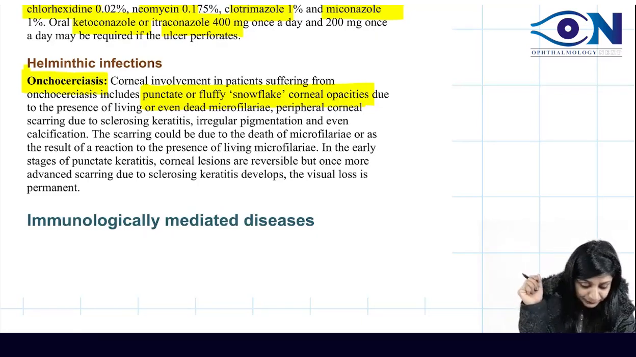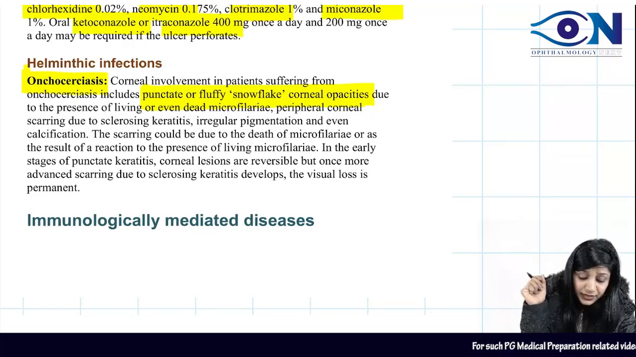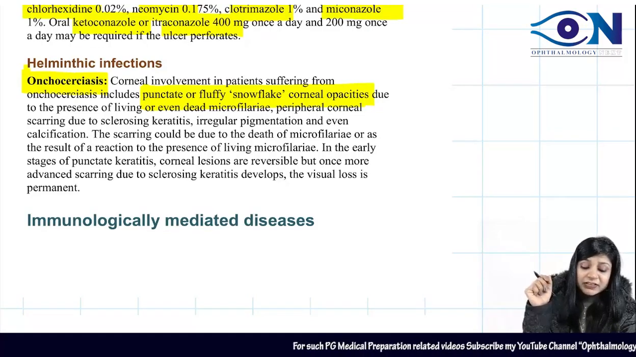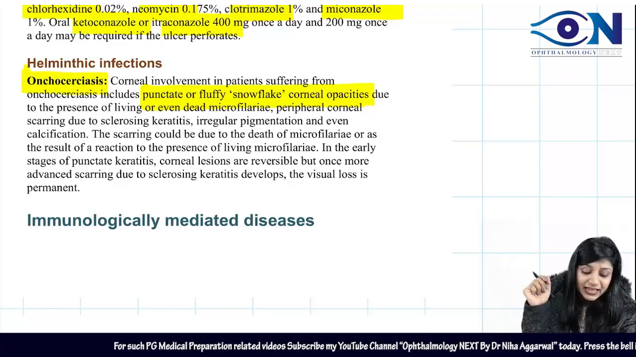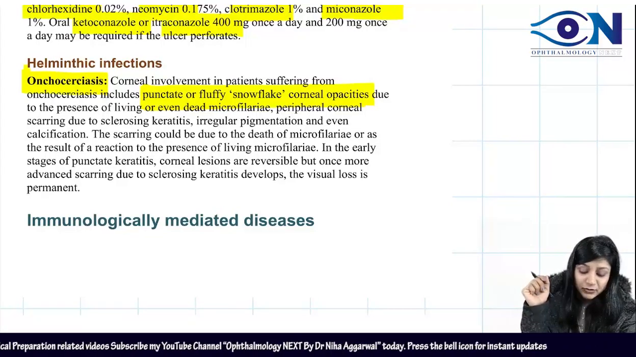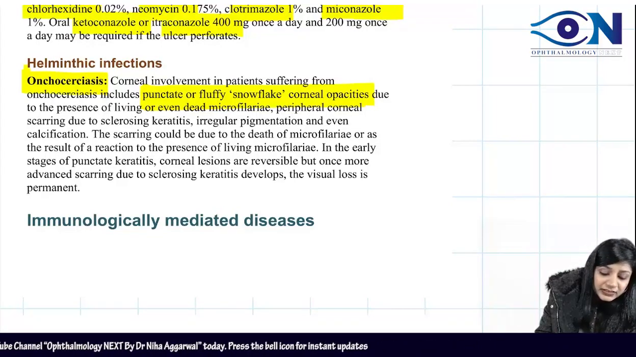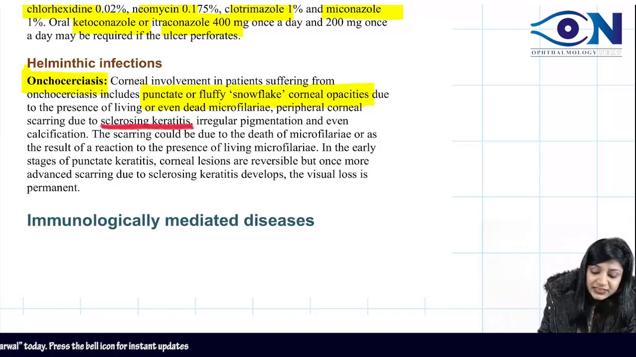So another thing, right? Okay, so these are due to the presence of living or even dead microfilariae. Peripheral corneal scarring due to sclerosing keratitis, irregular pigmentation. And what are the other things you can have? You can have sclerosing keratitis, irregular pigmentation.